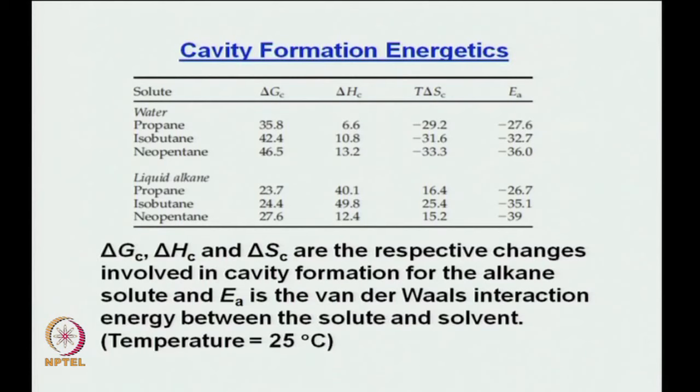So, look at this delta G C. The moment you go to water, typically from propane to neopentane, the delta G C is increasing. Now, this is expected based on accessible surface area, and that is what we saw in that figure. The figure is based on this table. If you go to liquid alkane now, the same thing happens, but here what you can see is delta G C is immediately lower than that in case of water, but still it is positive because you are having to insert the solute inside the solvent and you are having to do work, that means you are spending energy. So, it is positive. Okay.